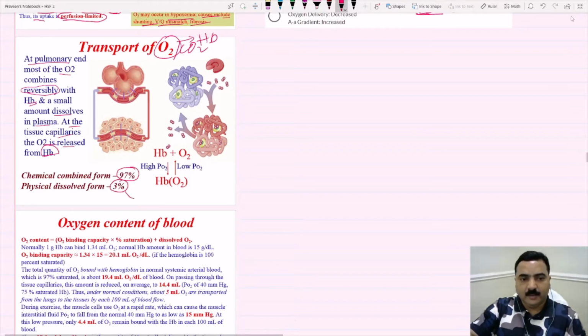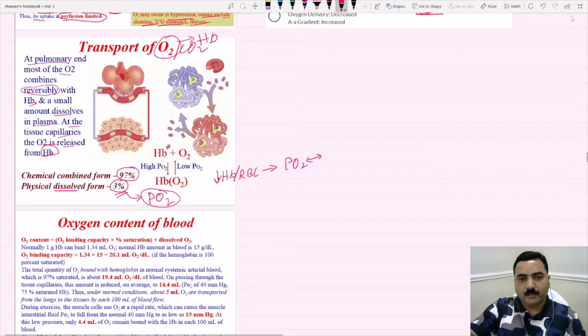But very importantly, this 3% is what matters for the partial pressure of oxygen. In both arterial and venous blood, only this 3%, the dissolved form, contributes to the partial pressure of oxygen. The bound form cannot contribute towards the partial pressure of oxygen. So importantly, if there is a decrease in hemoglobin, like in the case of anemia, or a decrease in the RBC number, what will not happen? The partial pressure of oxygen will be normal, no decrease.